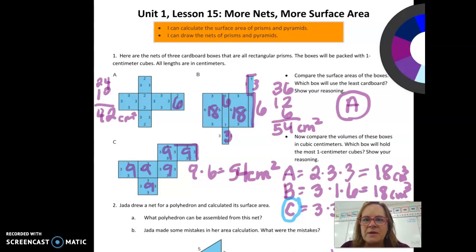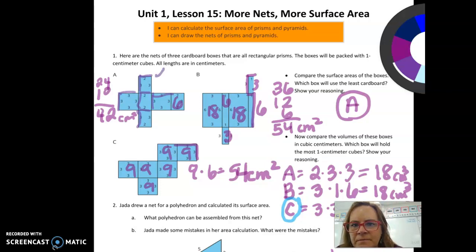In number one, we have three cardboard boxes that have been flattened out, and these are the nets of those three boxes. In the first part, we have to compare the surface area of these boxes. When I first looked at these nets, I thought, oh, this could be confusing, because look at all the dimensions that are included here. I'm really just going to need to focus on my length and width. You have to concentrate on what information you need and not get too bogged down by all the extra information that's given here.